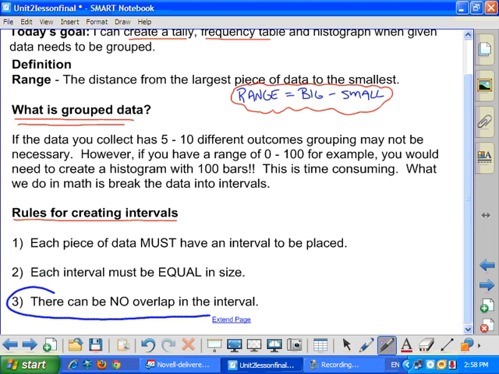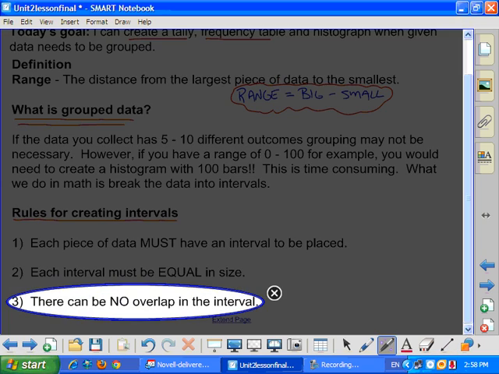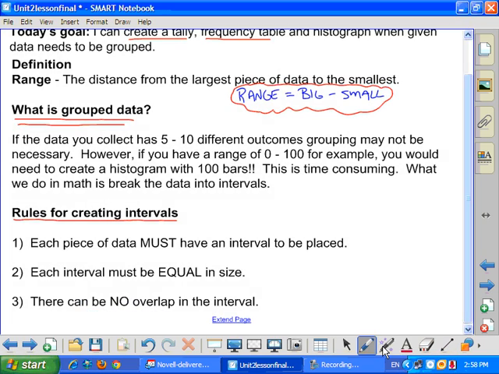And there can't be any overlap in the intervals. For example, if I say from 10 to 20 and then 20 to 30, where would 20 go? Because 20 is here and it's here. So it occurs in 2 intervals. That's what we don't want to run into. So those are the 3 basic rules.